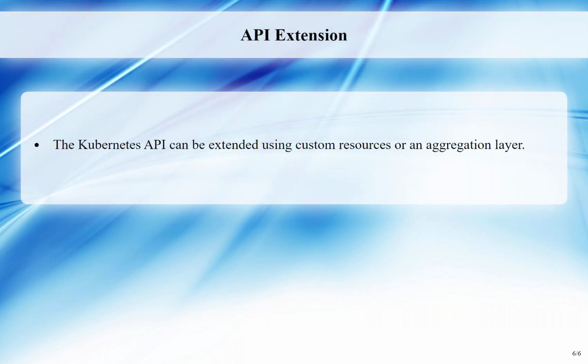The Kubernetes API can be extended in two ways: using custom resources to define how the API server provides a chosen resource API, or implementing an aggregation layer. Custom resources allow for declarative definitions, while the aggregation layer offers another method for extending the Kubernetes API.